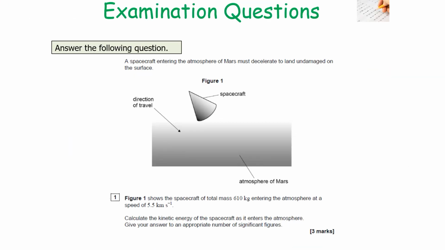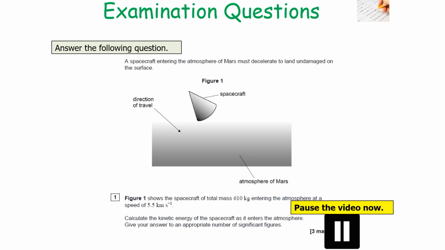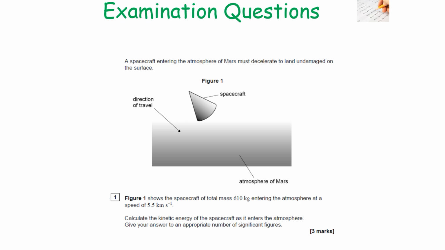So, a spacecraft entering the atmosphere of Mars must decelerate to land undamaged on the surface. Figure 1 shows the spacecraft of total mass 610 kilograms entering the atmosphere at a speed of 5.5 kilometers per second. Calculate the kinetic energy of the spacecraft as it enters the atmosphere. Give your answer to the appropriate number of significant figures. So pause the video now, then unpause the video when you want to go through your answer. Right, so how do we answer this question?